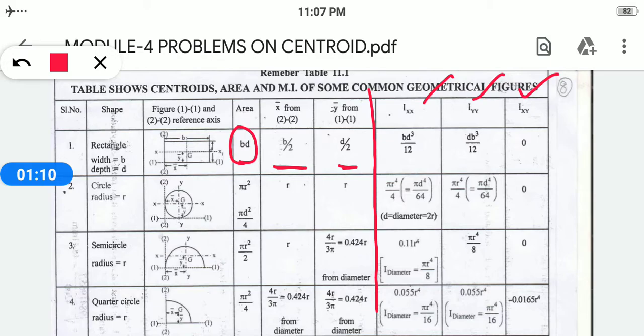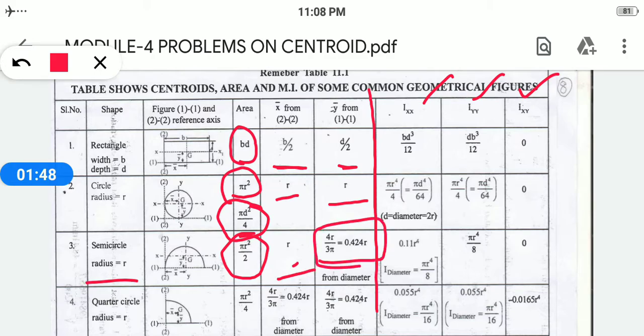So I have already circulated this. I hope you have already studied it. If not, go through the formulas first, then come to the problems, because they will be related only to this table. If you are taking a circle, the area will be pi r square, or if you substitute d instead of r, it will be pi d square divided by 4. Then x bar and y bar will be equal to the radius. When you are considering a semicircle, the area formula will be pi r square divided by 2, x bar will be r, and y bar will be 4r divided by 3 pi.